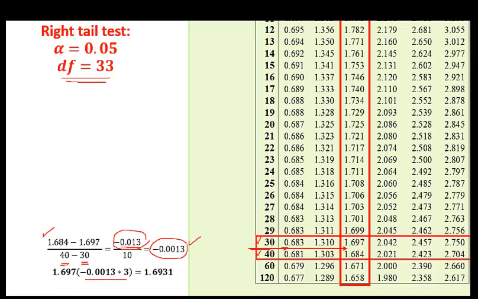finally we will add. Look, here is an addition, not multiplication, right? Here is an addition. 1.697 plus minus 0.0013 multiplied by 3. So this minus answer, we will add this minus answer to 1.697 in order to get the critical value.